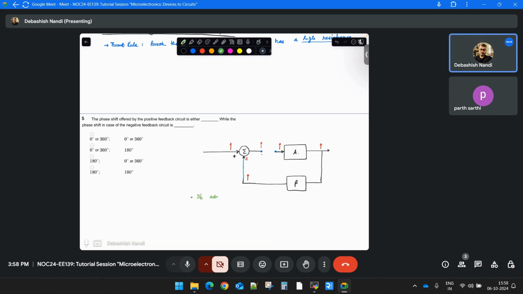if adding in phase or out of phase. If adding out of phase, that means 180-degree phase shift. If adding in phase, that means 0 degree or 360-degree phase shift. So this corresponds to your positive feedback and this corresponds to your negative feedback. And from this, there is another famous rule for oscillation.